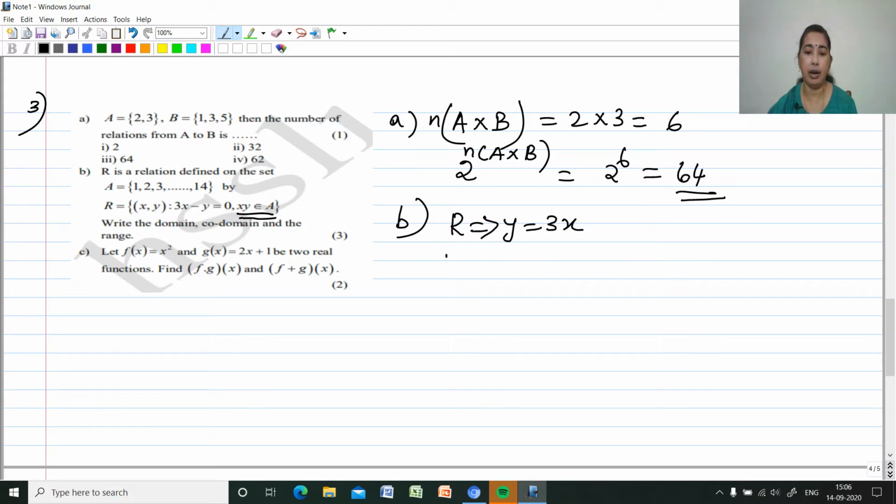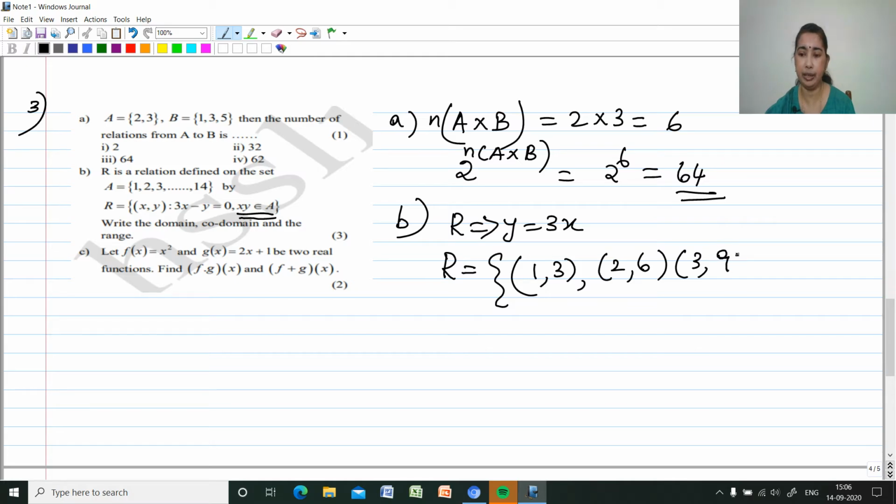So what all will R contain? R is equal to set of ordered pairs. If I am giving x equal to 1, y will be 3. X equal to 2, y will be 6. X equal to 3, y will be 9. X equal to 4, y will be 12. X equal to 5, y will be 15, which is not in that set.